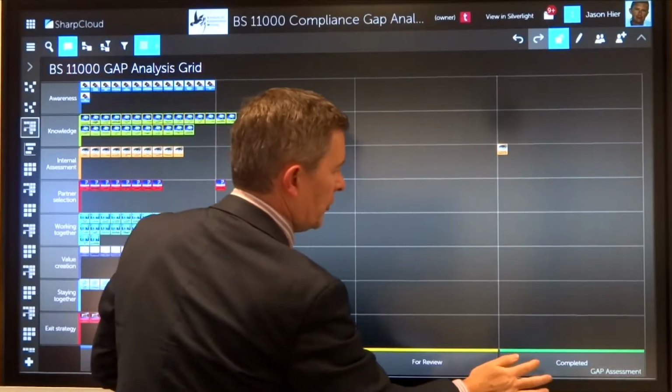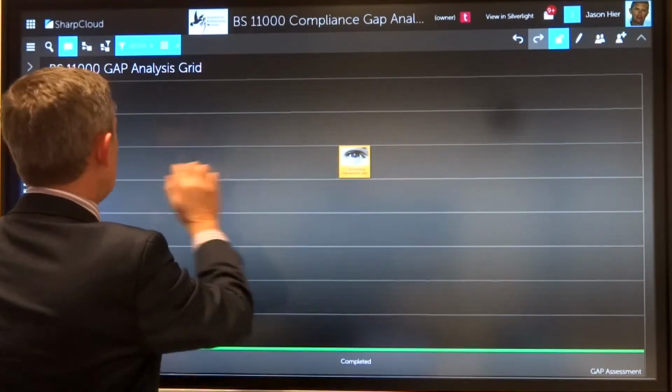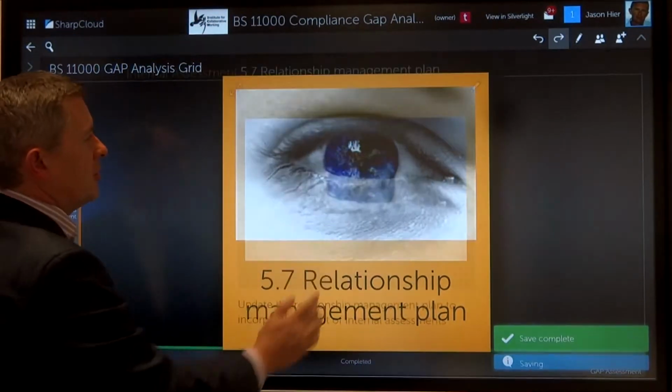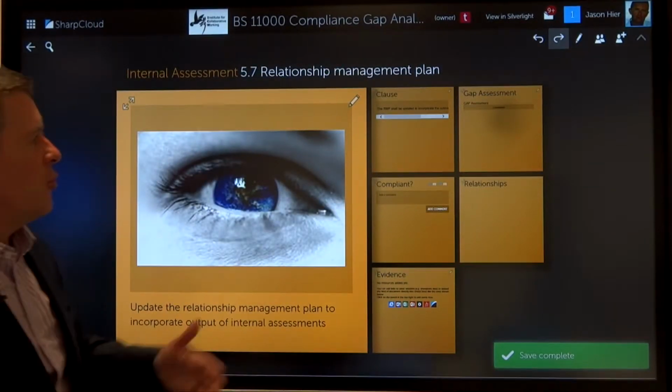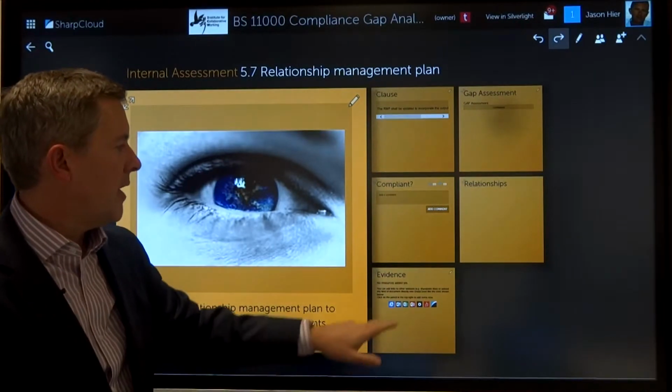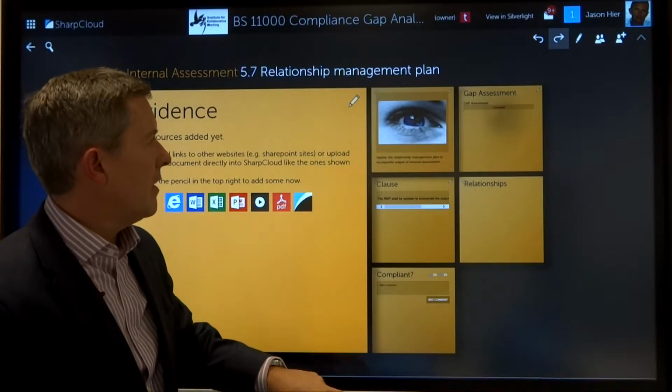And if we want to establish what we're completed at, we can look at each of these clauses individually, open them up, and as you'll see as I touch onto that, it opens and gives me more information about what the clause might be, what the status is, are we compliant, what evidence we should gather in all of this.